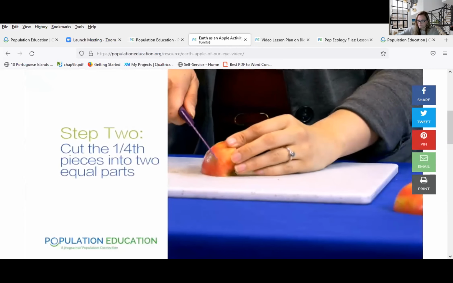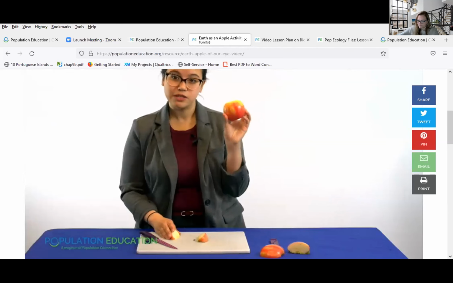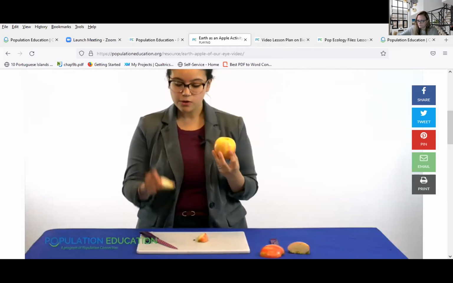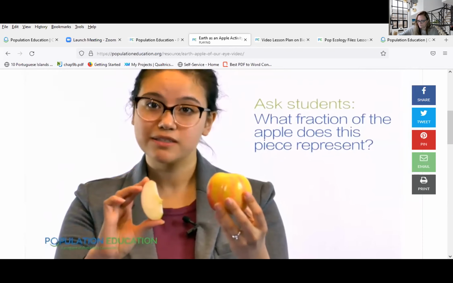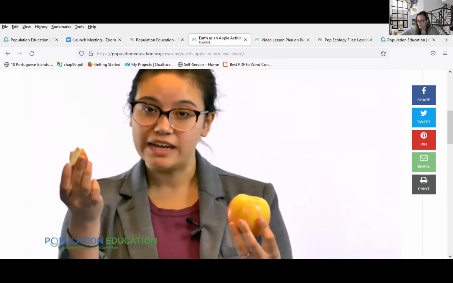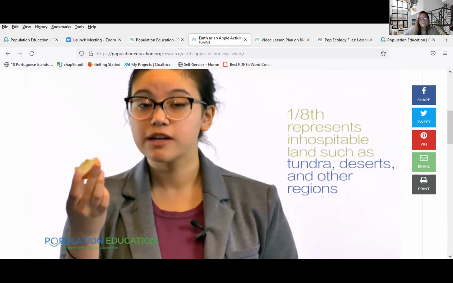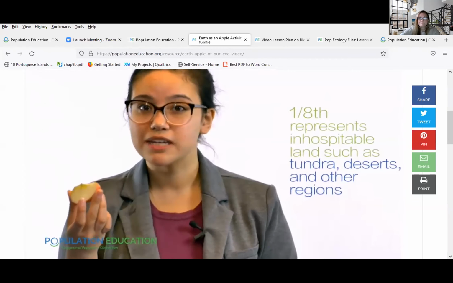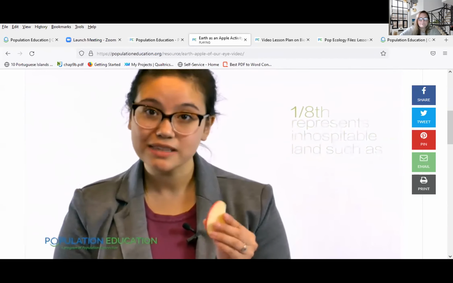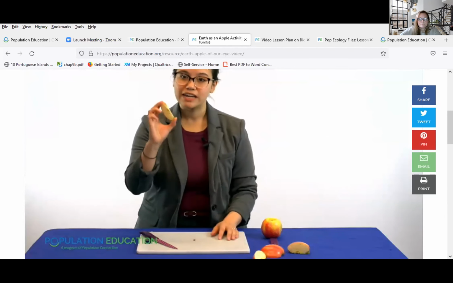Cut this into 2 pieces. At this point, it helps to hold the apple that you have for reference. Hold up this 1 piece. Ask students what fraction of the apple this represents. This represents 1/8. And this 1/8 represents our inhospitable land. In other words, land in which humans cannot live. This includes tundra, desert, and other regions. You can set this aside because we can't use it for farming. You now have 1/8 left.